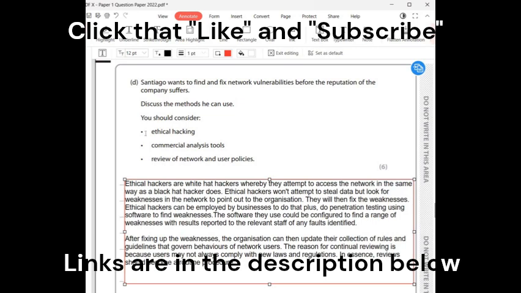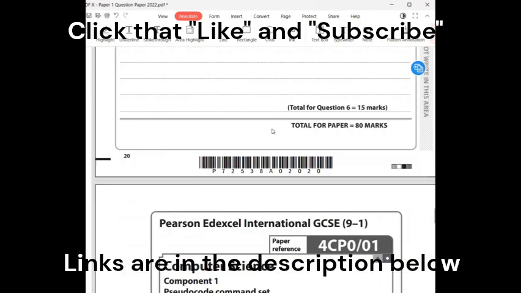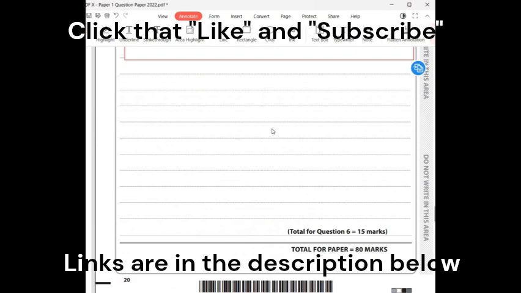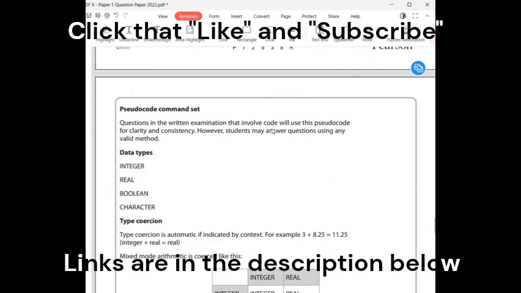We have gone through all of those questions. So that is the 2022 Paper 1 Edexcel iGCSE Computer Science. So let's see if there's any more questions. No, there is not. Yep, there isn't.